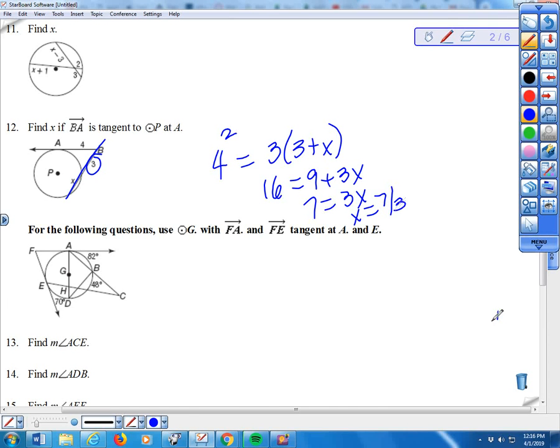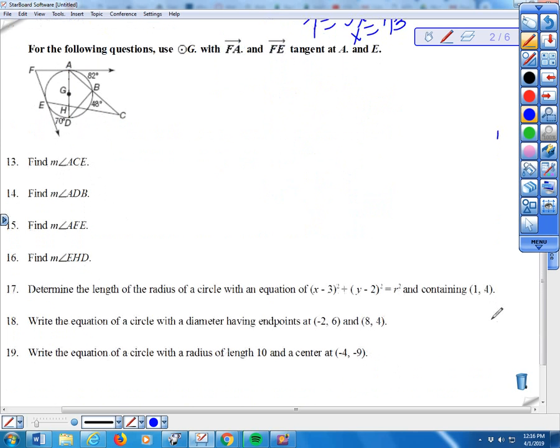Okay. All right. Find the following. FA and FE are tangent at A and E. Find the measure of ACE.